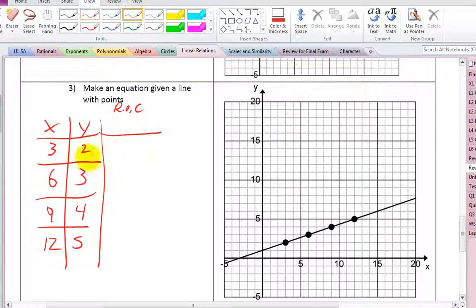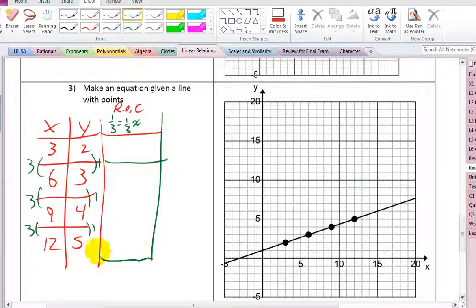So I'll just calculate that. It's going up by 1s, while here you're going up by 3s. Okay, so rate of change is 1/3, which is 1/3 of x when you multiply it. So for this column, you're looking at 1/3 times 3 equals 1, 1/3 times 6 equals 2, 1/3 times 9 equals 3, and 1/3 of 12 is 4.